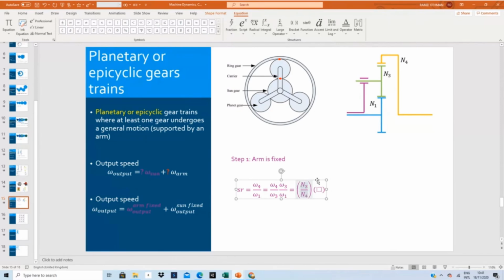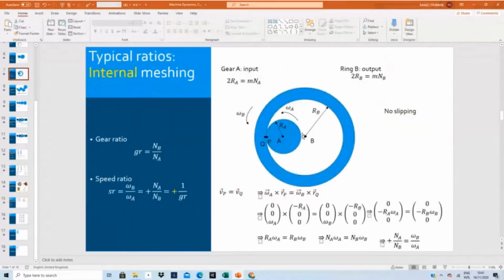I will emphasize on it and I will write it plus. Why? Because I have an internal contact. It is exactly the case here. I have a gear which is internally meshed with a ring. So I am in this case, and the speed ratio is positive. Both will rotate in the same direction.